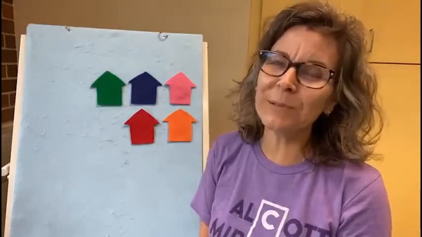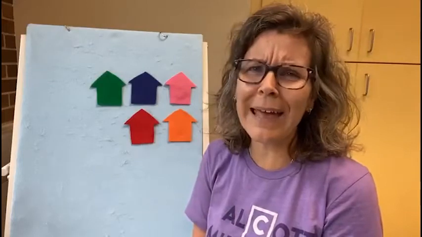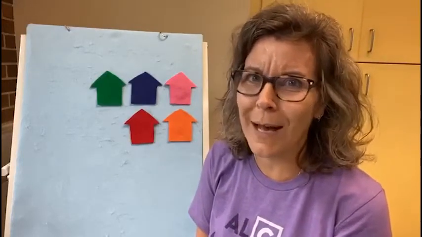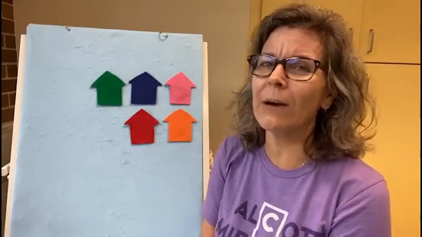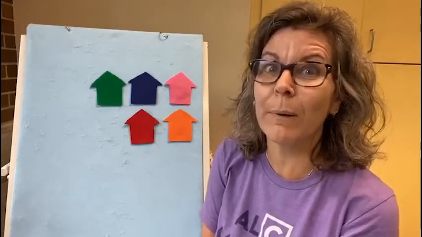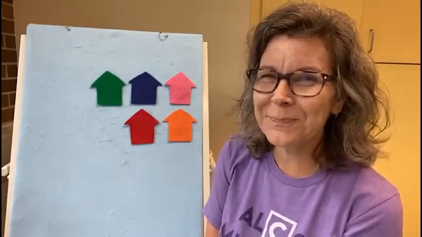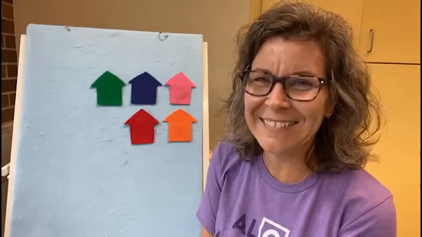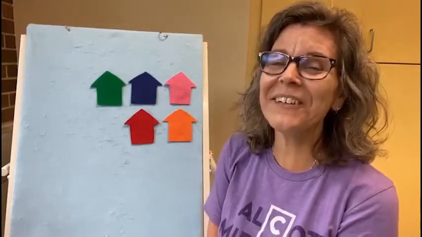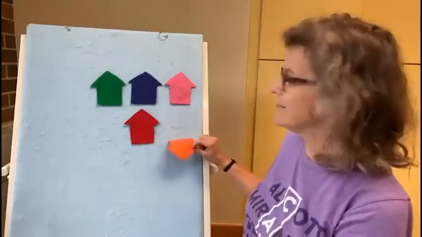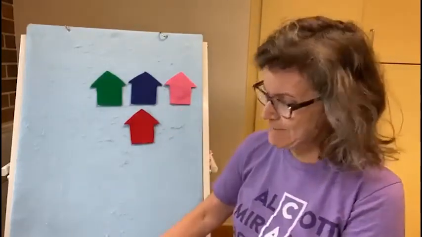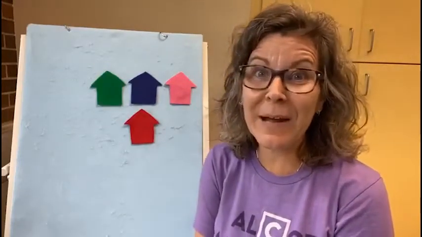Okay, let's say our rhyme again. Little mouse, come on out and play. In which house are you hiding today? Are you hiding in the house that is the color of pumpkins? What color is that? Orange. Let's see. No, not today.